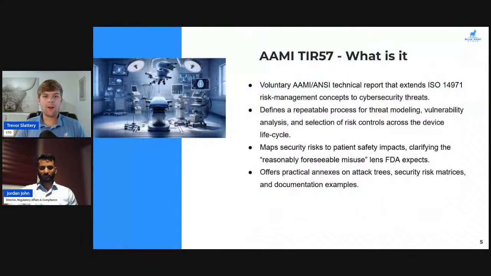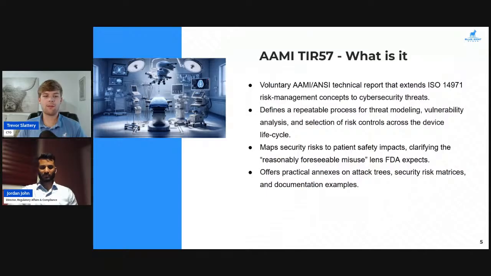All right, well, we can go ahead and get into some of the details on this. So the first thing that we'll talk about is TIR 57. This is a technical report that extends 14971 risk management concepts to cybersecurity threats. So 14971 is more on that safety side of things. This talks about a repeatable process for threat modeling, vulnerability assessment, and selection of risk controls across the device lifecycle. It needs to have a very clear and reproducible flow, starting from the beginning and moving down.